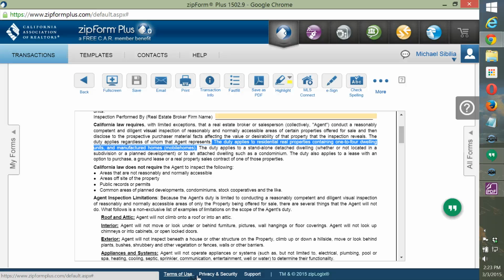How detailed do you get? Like, say the rugs are stained, do you mention that? You can say the rugs are stained, but you can't say normal wear and tear. You just say wear and tear. It's the word normal that causes trouble.